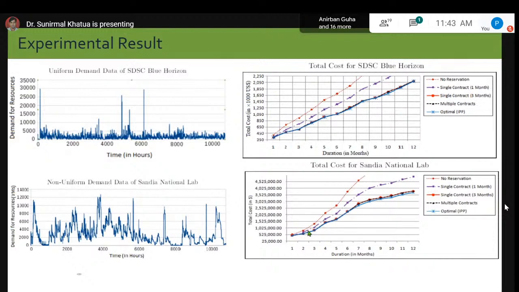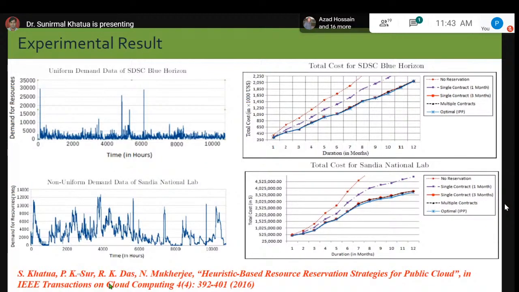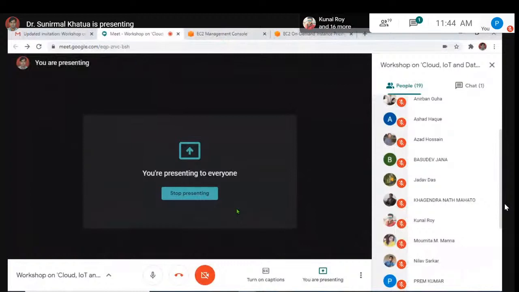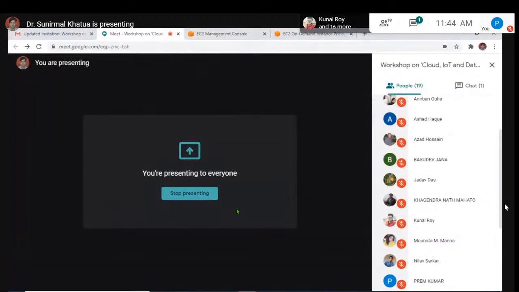So this is the first research work, done by one of my students, Pritam Kumar Shor, and we published this work in IEEE Transactions on Cloud Computing in 2016. You can download this paper if you are interested. If you have any questions on this part, I am happy to answer and interact, because interaction makes everything clear before I go into my second research work. So please ask if you have any query on that part. Otherwise, everything will be clubbed together.